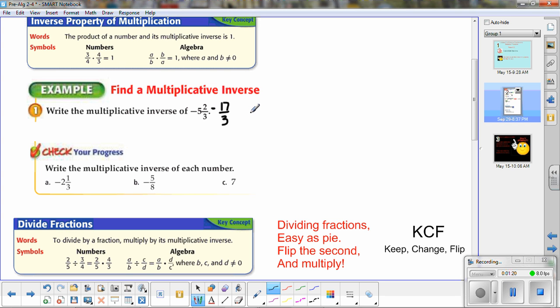Now, the multiplicative inverse is going to be this fraction flipped upside down, and it was negative, and so its multiplicative inverse also needs to be a negative, because a negative times a negative is a positive, and a number multiplied by its multiplicative inverse equals a positive one. So -3/17 is the multiplicative inverse of -5 2/3.